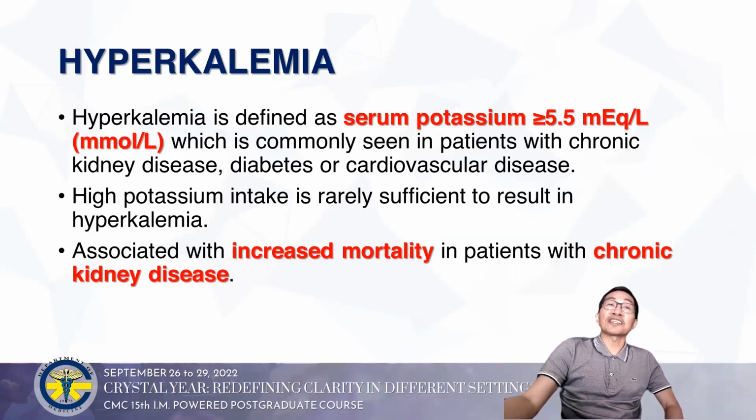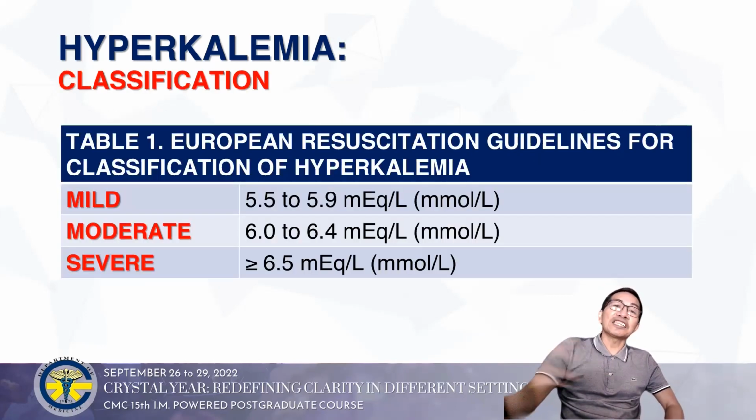So we go first to an excess of potassium, hyperkalemia. Hyperkalemia is defined as a serum potassium more than 5.5 milliequivalents per liter or 5.5 millimoles per liter. And this we see commonly in patients with chronic kidney disease, patients with diabetes or cardiovascular disease. High potassium intake is rarely sufficient to result in hyperkalemia. However, hyperkalemia is associated with increased mortality in patients with chronic kidney disease. We classify hyperkalemia in the following categories.